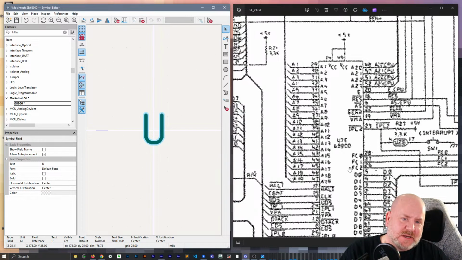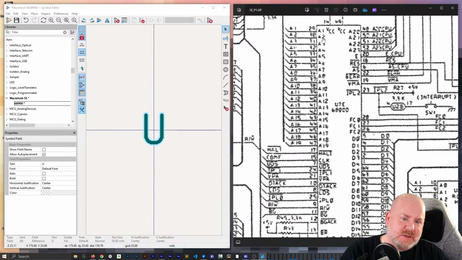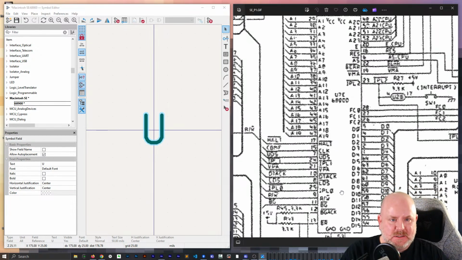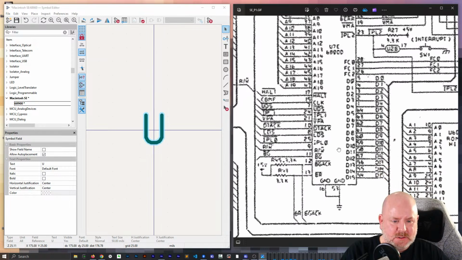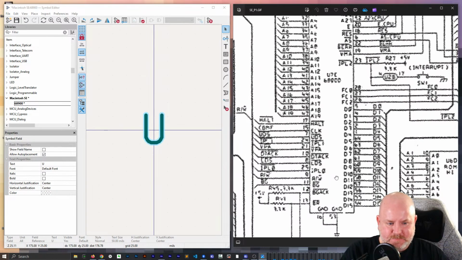So what do we got? We've got address up to 19, A1 to 19 on this side. And then looks like we do 20 through 23 over there. But there's no A0. Okay.